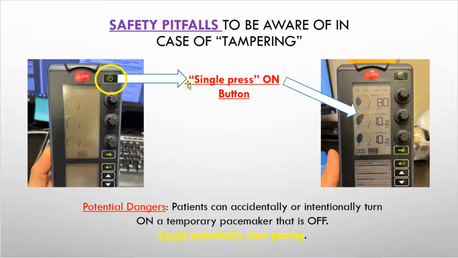Pitfall number 1 is a single press on button, meaning that if you have a patient that has an order for the pacemaker to be turned off, but the wires to still be connected to the pacemaker, because the patient has not had any arrhythmias in the last 24-48 hours, they're hemodynamically stable, and they're doing well, as one of the precursors for discontinuation of our temporary wires. Then one of the pitfalls of this machine is that if you press the on button once, it will go on into our default mode that we talked about earlier.